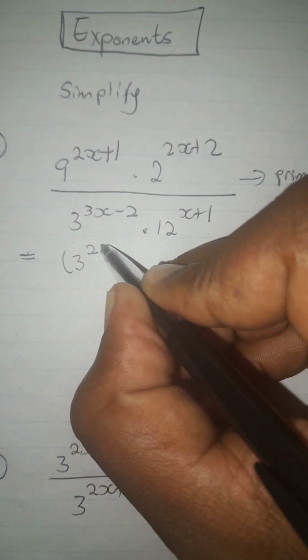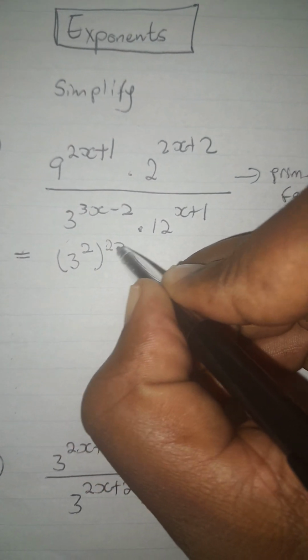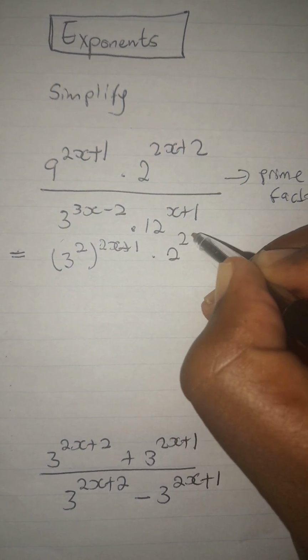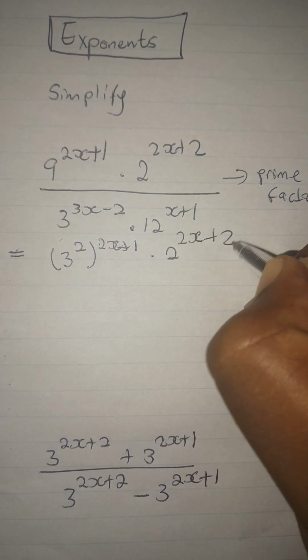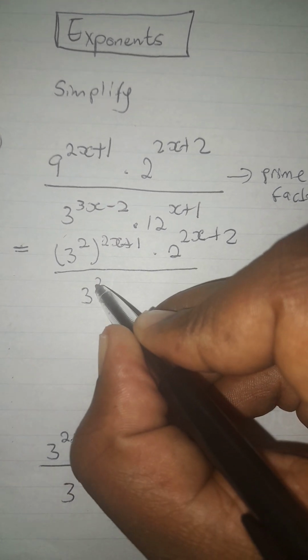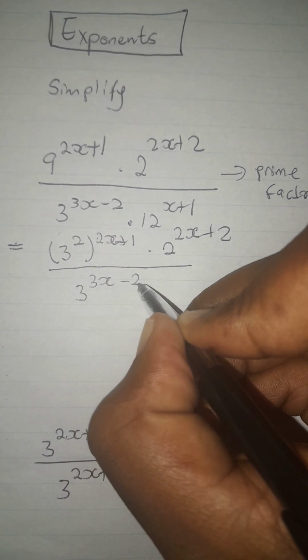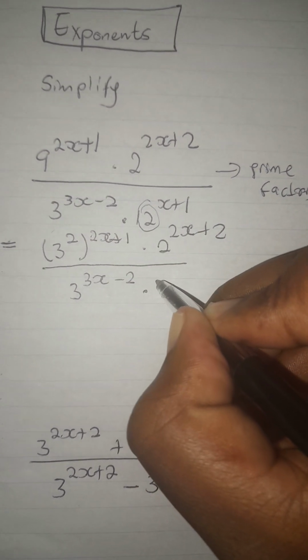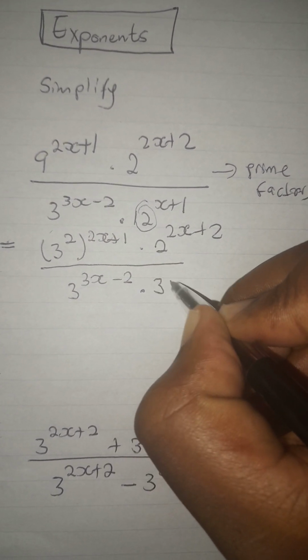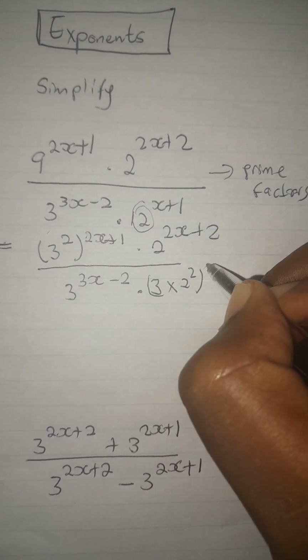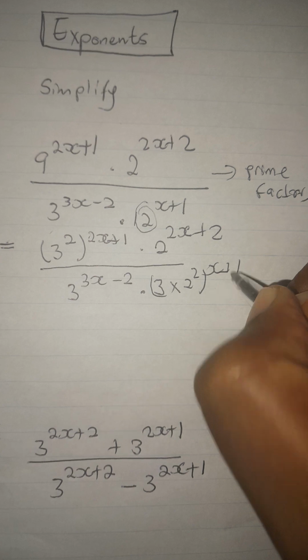So this will be 3 to the power of 2, to the power of 2x plus 1, and 2 to the power of 2x plus 2. This one is already split. Then we have 3 to the power of 3x minus 2. Then what we can do is split 12. When we split 12, we are going to have 3 multiplied by 2 to the power of 2, to the power of x plus 1.